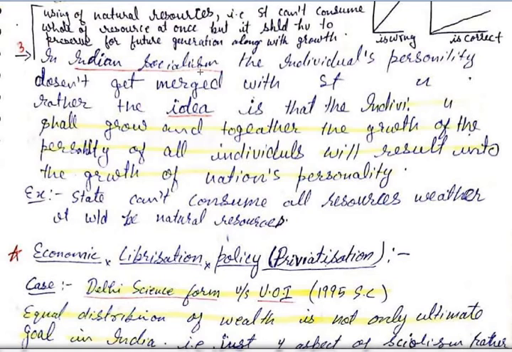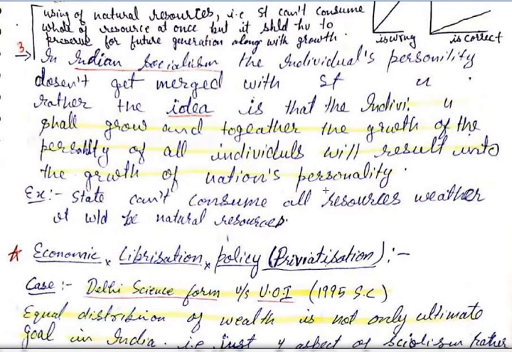In Indian socialism, the individual's personality does not get merged with the state personality. Rather, the idea is that the individual personality shall grow, and together the growth of the personality of individuals will result into the growth of nation's personality. The idea that the state should own all the resources does not work in India. In India, every individual is having full freedom to grow by their own individual efforts.